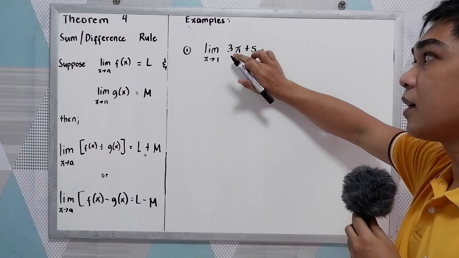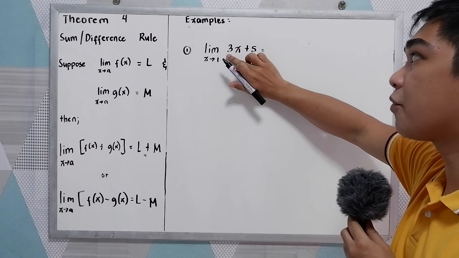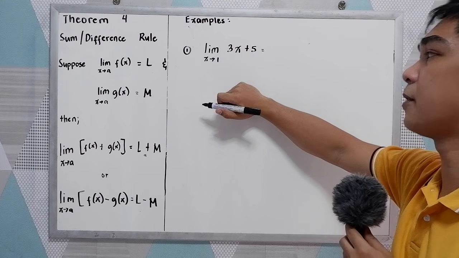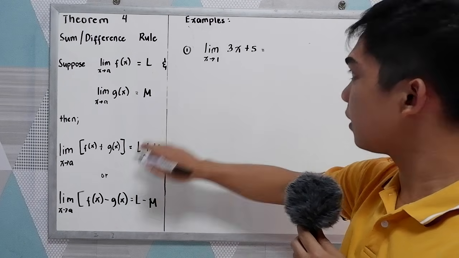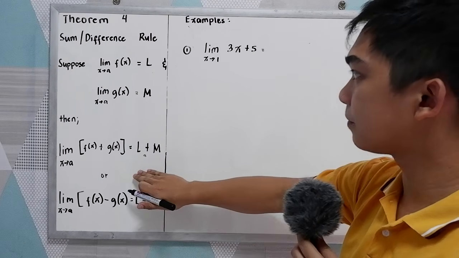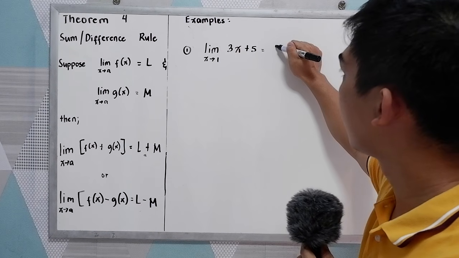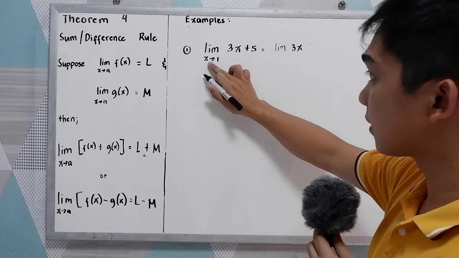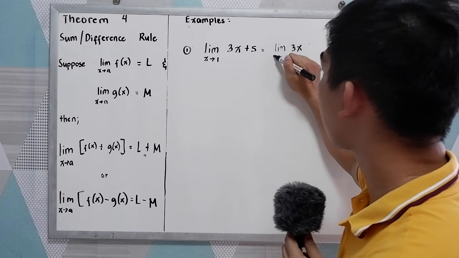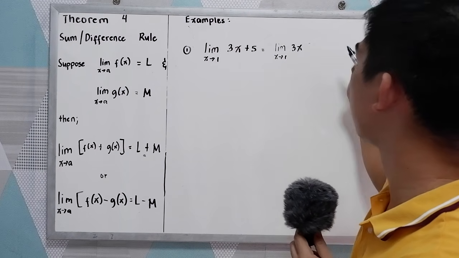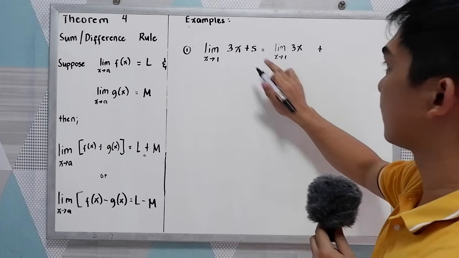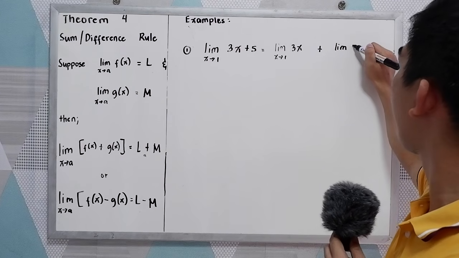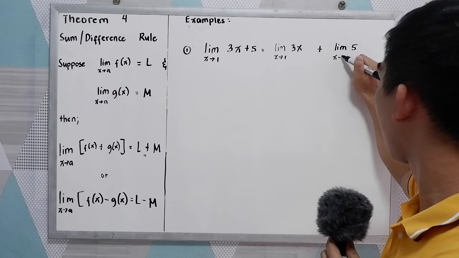So number 1, limit of 3x plus 5 as x approaches 1. According to our rule, this can be written as the limit of 3x as x approaches 1, plus the limit of 5 as x approaches 1.